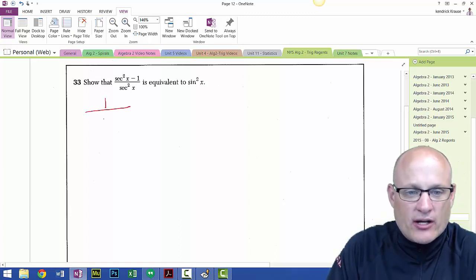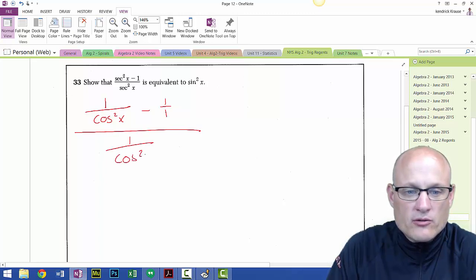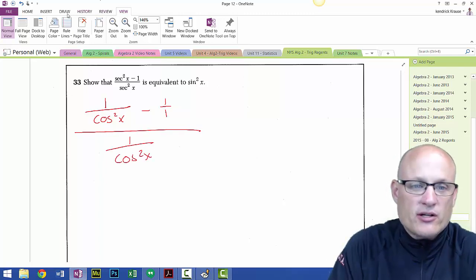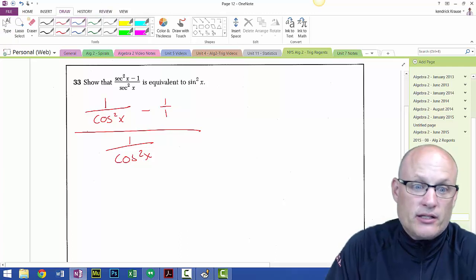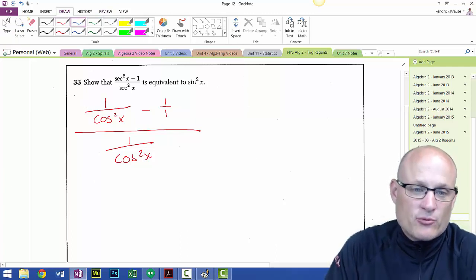I'm going to do it 2 different ways. I'm going to change these to cosine because cosine's easier. So I'm going to make it cosine squared x minus 1 over 1, all over 1 over cosine squared x. So that's the first way I'm going to do it. I saw a kid do this. I'm like, oh dude, you got to keep going. So what do you do when you have a complex fraction? Well, you multiply through by the common denominator. The common denominator is cosine squared x.